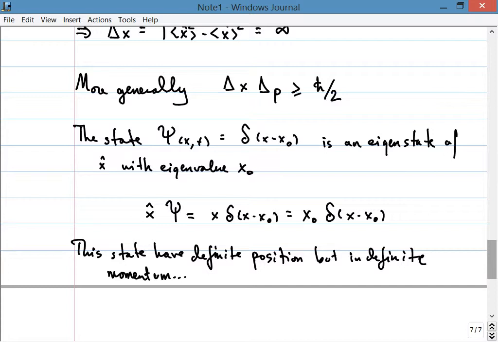Now, I've only written down the x dependence of the state here. I haven't written down the time dependence. So let's just do it at time t equals 0 here. In order to determine the time dependence, we would have to know the Hamiltonian of the theory. And for a free particle, for example, that's something that you could solve. If you took our state with definite position and let it evolve in time according to Schrodinger's equation for a free particle, it would spread out very rapidly.